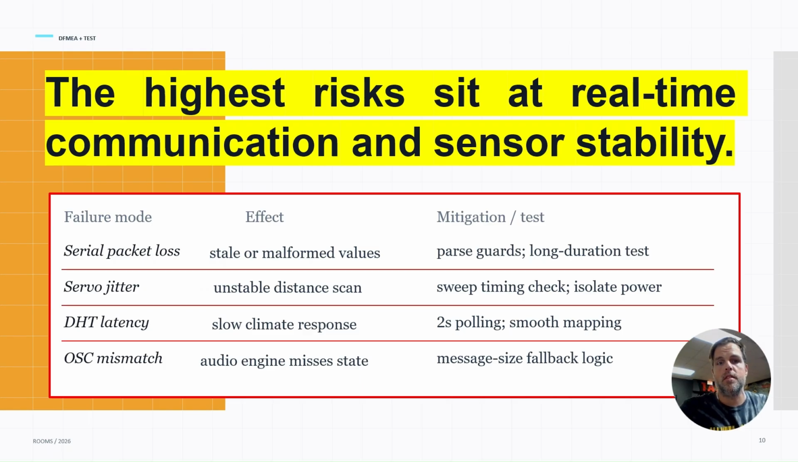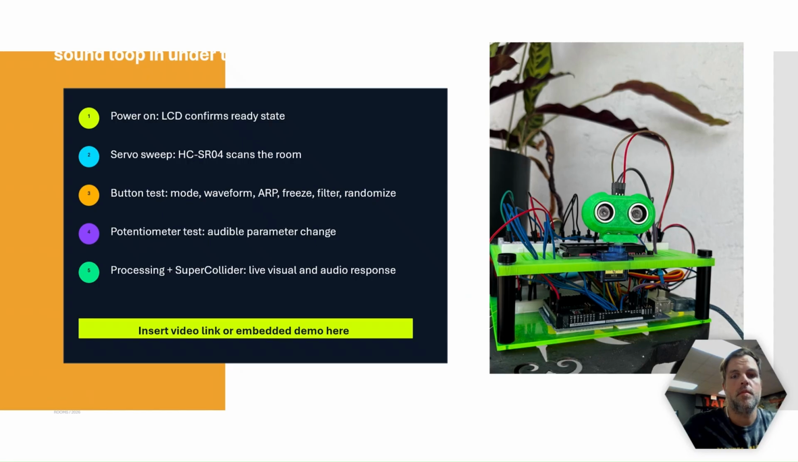Our highest risk sits at real-time communication and sensor stability. Serial packet loss from stale or malformed values is mitigated with parse guards and long-duration testing. Servo jitter from an unstable distance scan is checked with sweep timing checks and isolated power. Slow climate response from DHT latency is handled with 2-second polling and smoothed mapping. And OSC mismatches, where the audio engine misses a state, are covered by message size fallback logic.